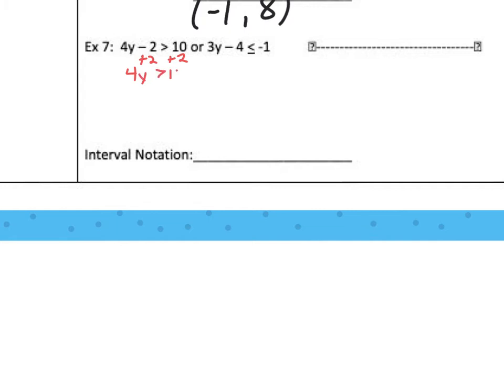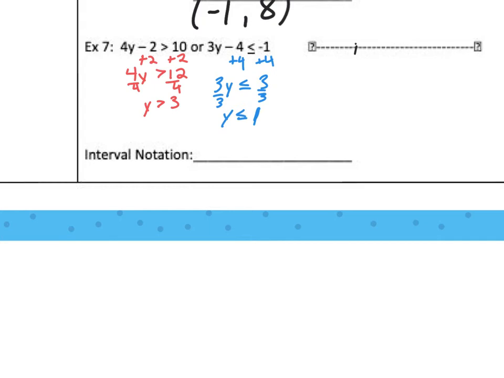4y is greater than 12, divide by 4, divide by 4, y is greater than 3. Next one, add 4, we get 3y is less than or equal to -1 plus 4, just going to be positive 3, divide by 3, again it's positive, so I don't have to change the sign, but I get y is less than or equal to 1. So now I just have to go graph those.